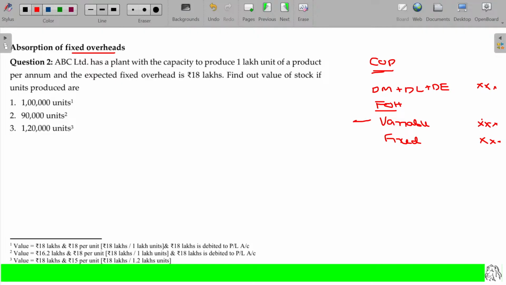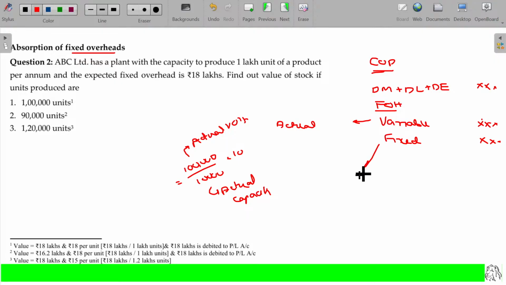In case of variable overhead, based on the actual capacity, you have to find out the per unit cost and add it. So, with total variable overhead being 1 lakh and actual number of units produced being 10,000, you divide this by 10,000 and you get 10 rupees. 10 rupees is the variable overhead. Is that okay? This 1 lakh is the actual variable overhead; the denominator is actual capacity used, the actual production.